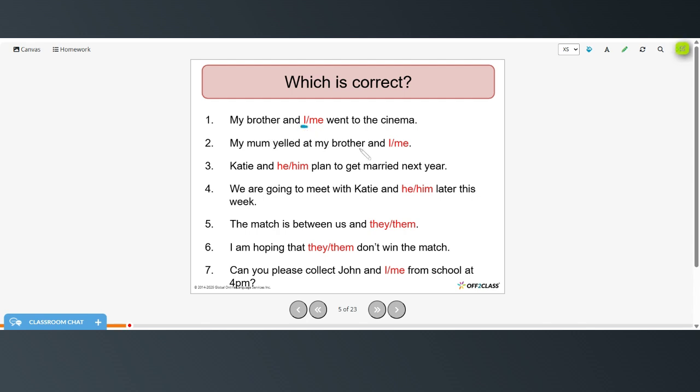This is one that sometimes causes some confusion, and a simple way to know which one is correct is to take the other person's name out. And you would say, I went to the cinema. You wouldn't say me went to the cinema. So if you're ever unsure, just remove the other person's name, and you can probably pretty easily decide whether I or me is correct in the sentence.